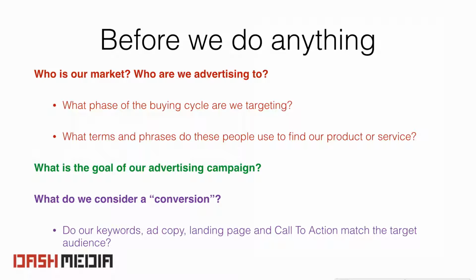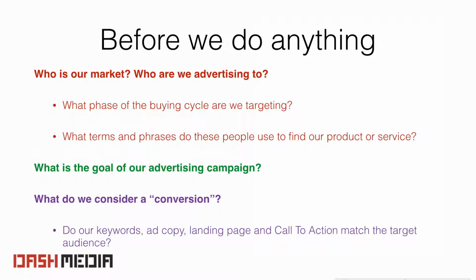Because depending on where they are in that buying cycle, obviously the sorts of phrases that they're going to use to look for a solution, to look for our product or service, are going to be quite different. And so we want to understand the differences so that we can make sure that the keyword phrases that we're targeting match the stage in the buying cycle that our audience is currently in, and the stage that we want to target with our advertising.